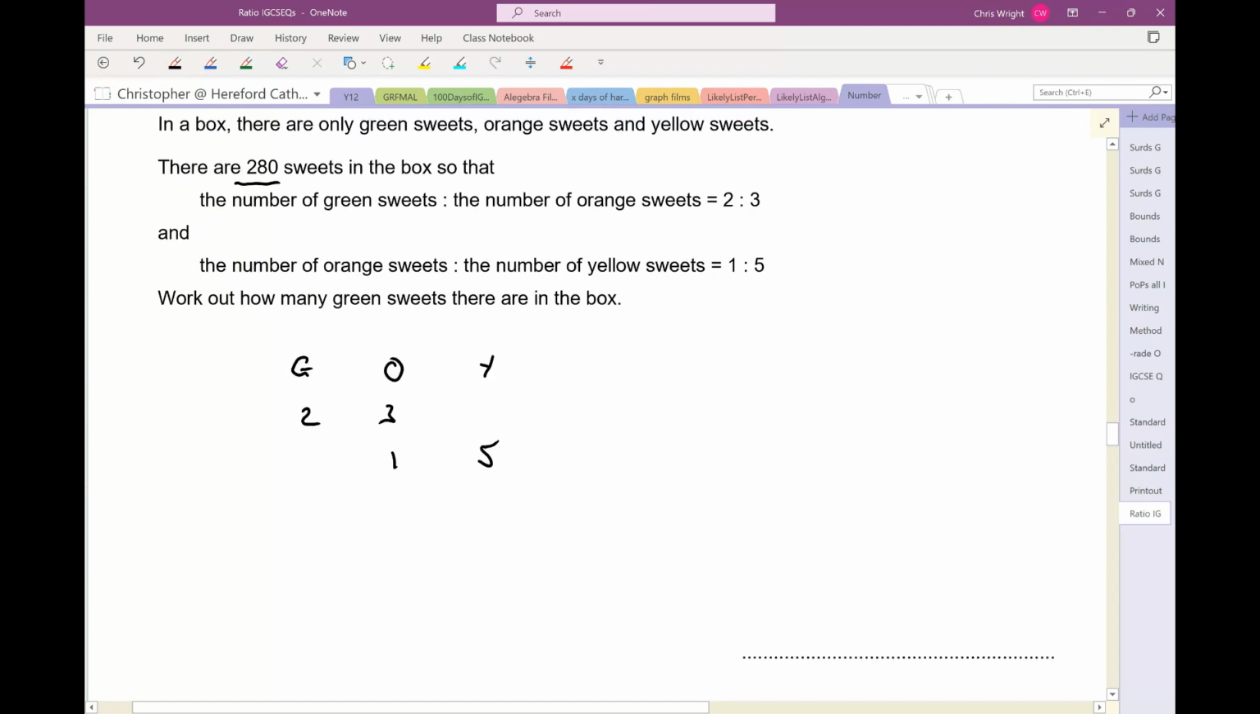I think I'm just going to combine these ratios. Look, if the number of orange to yellow is 1 to 5, then that's the same as 3 to 15. So I might as well say 2 to 3 to 15. That's the ratio of G to O to Y.